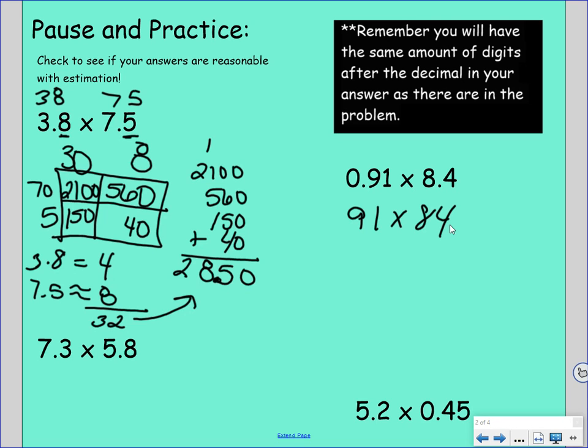You determine where it should go because you look at the problem and you see how many digits are after each decimal place in the problem. Go ahead and pause it, and then we can check our work.